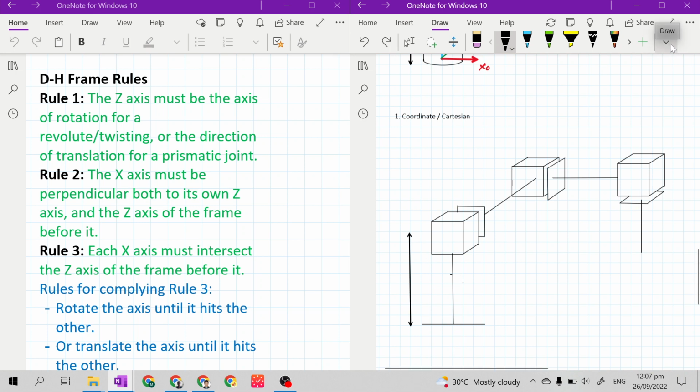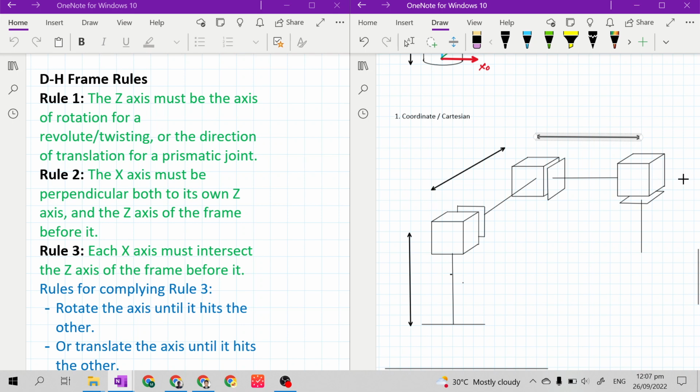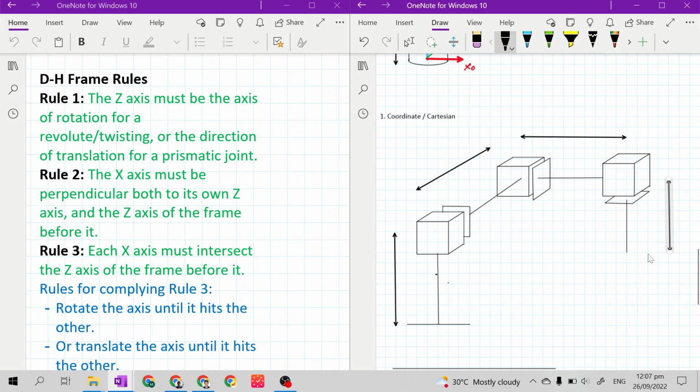Okay, next, from the center of this prismatic joint up to the center of the next prismatic joint, this will be our link 2. Next, from the center of this prismatic joint up to the center of the next joint, this will be our link 3. Then, from the center of this prismatic joint up to the end effector, it will be our link 4. Okay. So this will be our link 4.